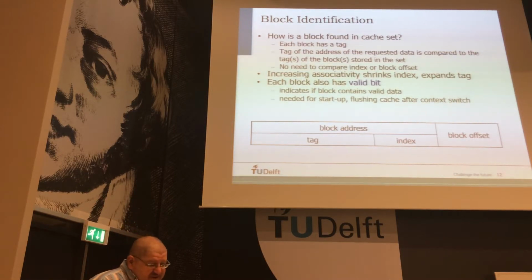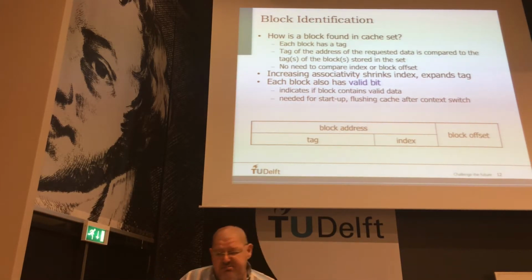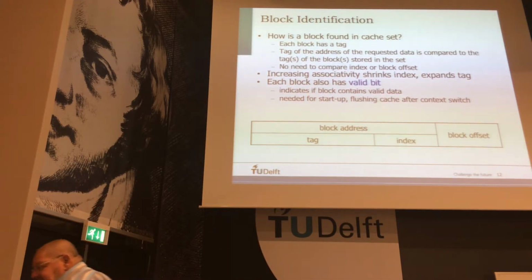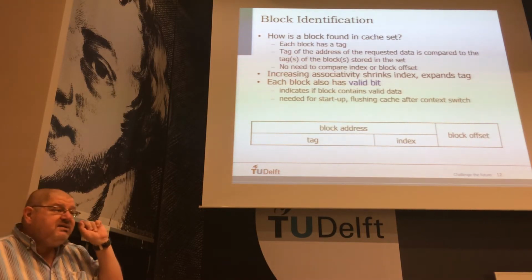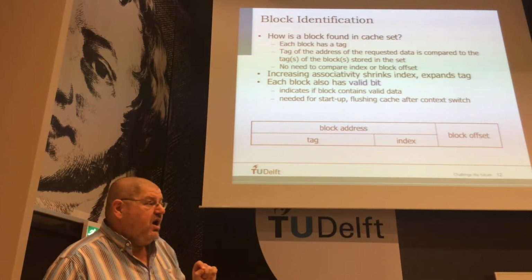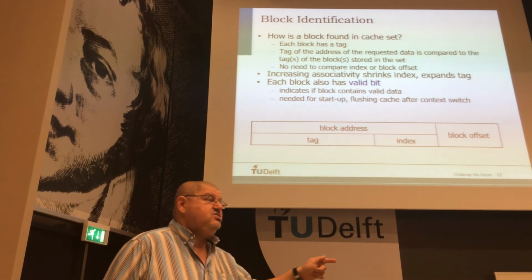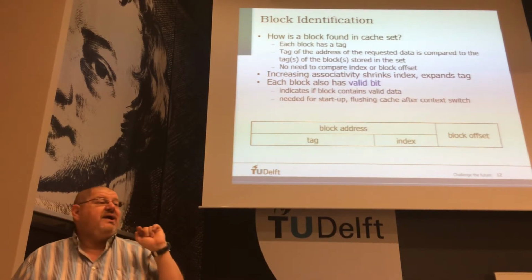Now, we discussed block identification, the fact that I'm issuing the address and making the comparison, but there is a small detail which I didn't speak about, which is a bit in the cache line which will tell me whether or not the information there is correct. And this is the valid bit. Why do I need a valid bit?